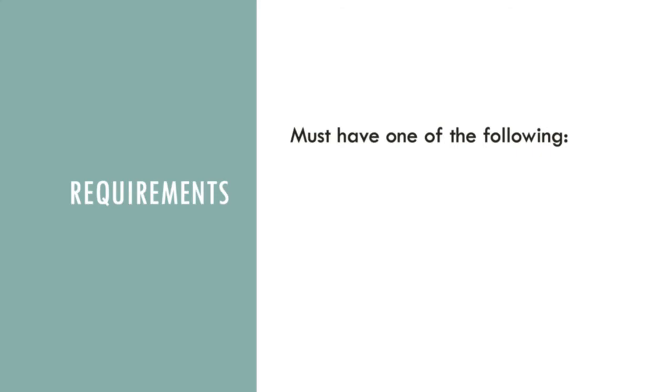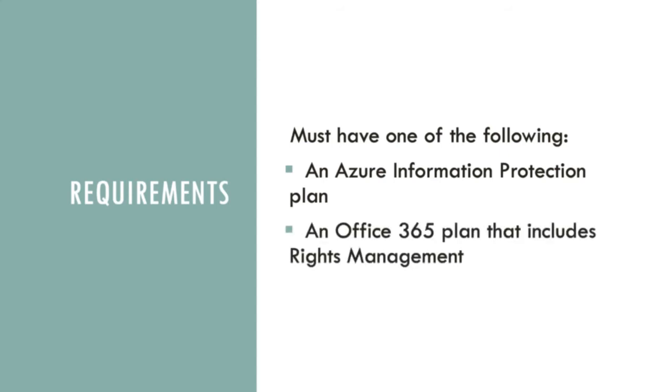So to set it up, you must have one of the following. You must have either an Azure Information Protection plan, which you can enable and purchase through the Microsoft Azure portal, or you can do it from within your Office 365 admin portal, and you have to have a plan that includes rights management. So again, if a firm is wanting to protect Office 365 documents or emails, then AIP is likely a great solution for that firm.